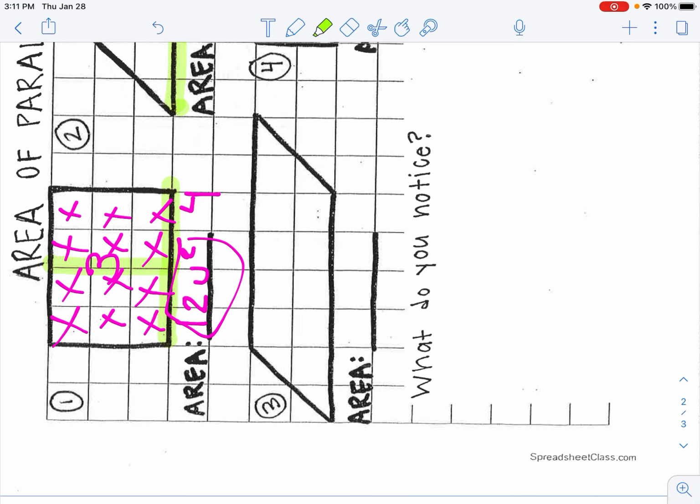Find your base. So from this point at the lower corner, we're going to count the lines. We're going to go up 1, 2, 3, 4, 5, 6. And the height is the perpendicular line that connects the two bases together. So our base was 6, our height is 2, and 6 times 2 is 12 units squared.